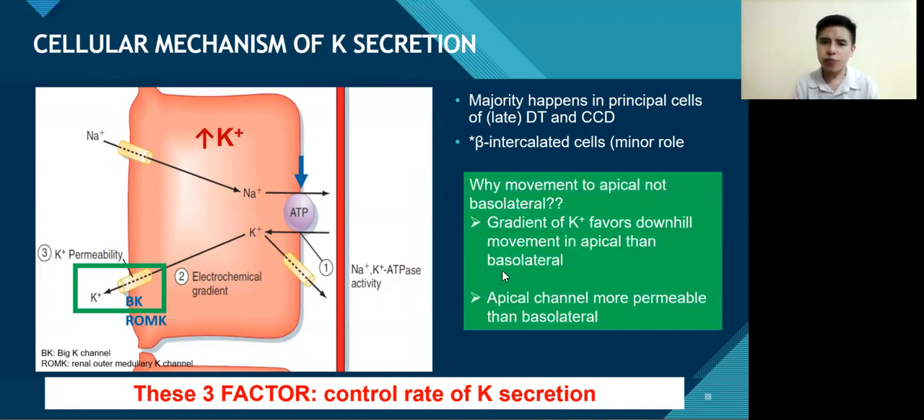Okay, why is the movement to the apical side, not basolateral? Because again, the gradient of potassium favors the downhill movement. The apical channel is more permeable than the basolateral.